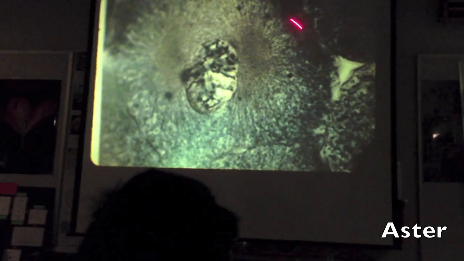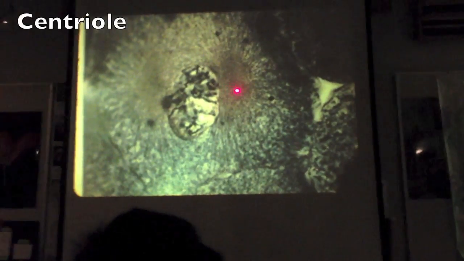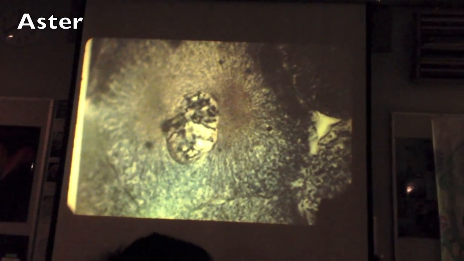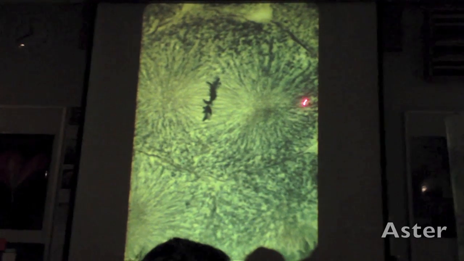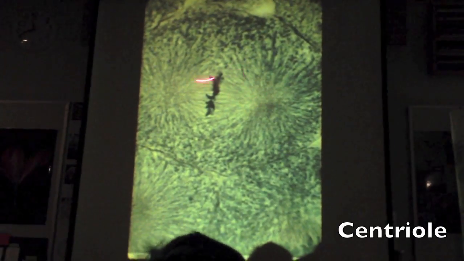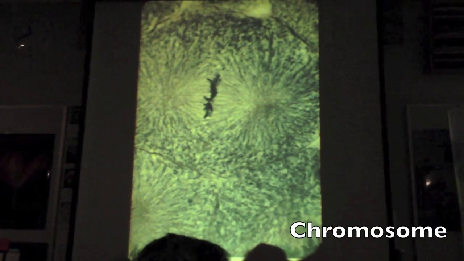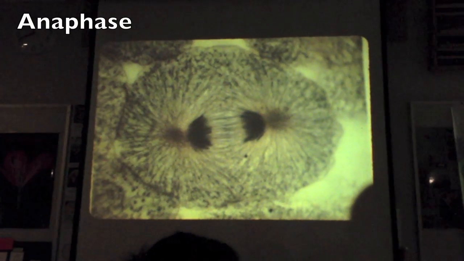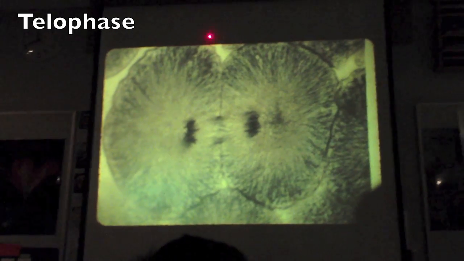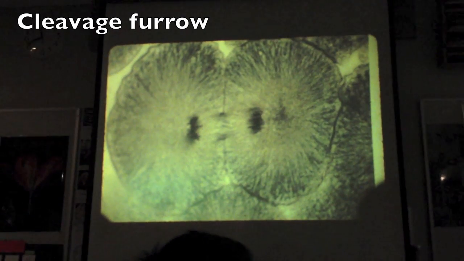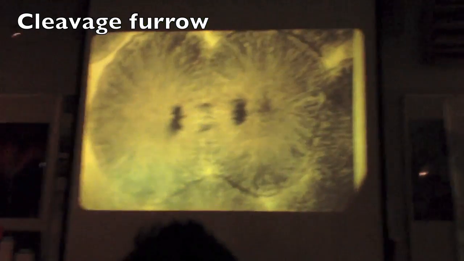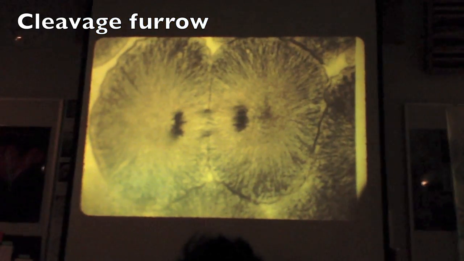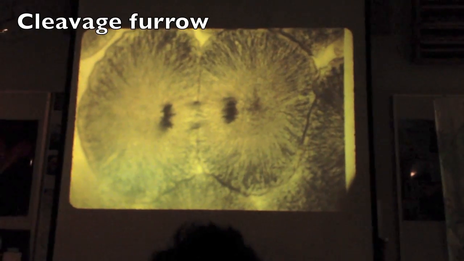What's this thing called? Well, there's a centriole right in the center of it. That's an aster. What phase? Metaphase. So again, this is an aster, centriole right there, spindle, chromosome. Anaphase, same structures. Telophase, same structures, plus, what's that dip? Why should you just say cleavage? Cleavage is a verb. It means to divide without increasing size. So the process of cleavage, and the furrow is the structure.